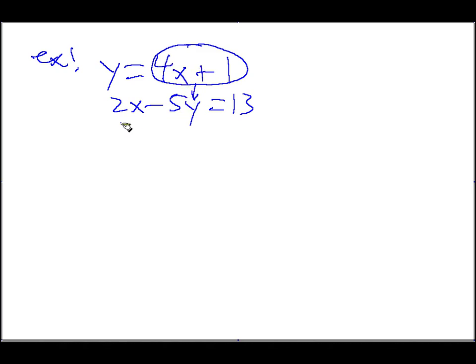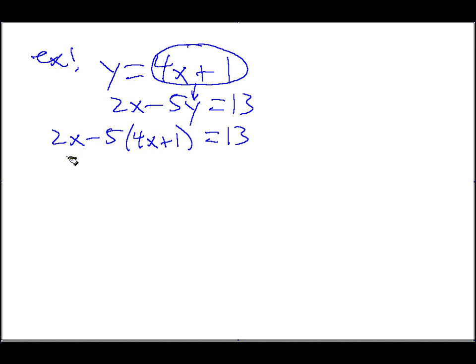So let's finish the second equation. The second equation becomes 2x minus 5 times y, but what's y? y is 4x plus 1. So parentheses 4x plus 1. I need to plug it in using parentheses because there's two terms for y in this case. And that's equal to 13. Notice that after I make that substitution, I just get an equation involving x, and I can finish solving this equation for x. So again, not too bad, just like the previous example.